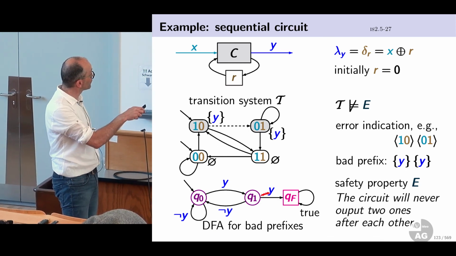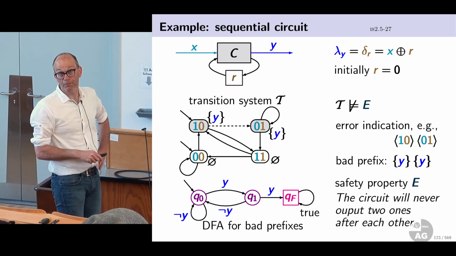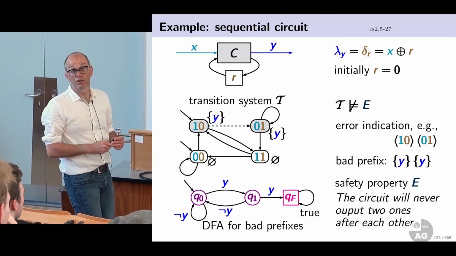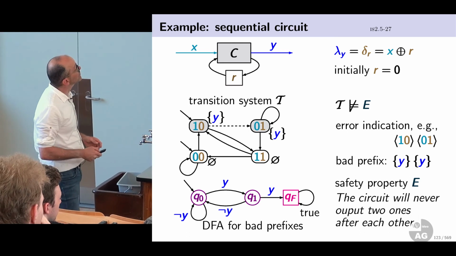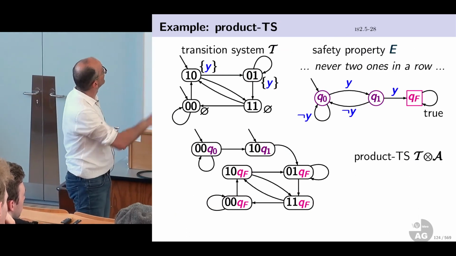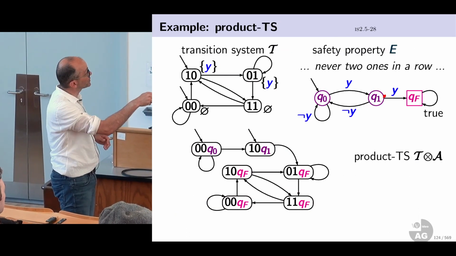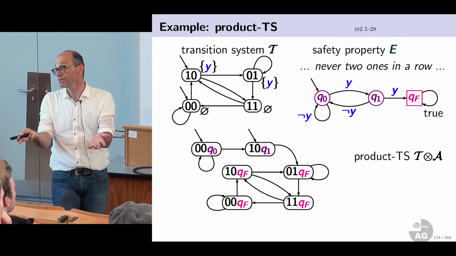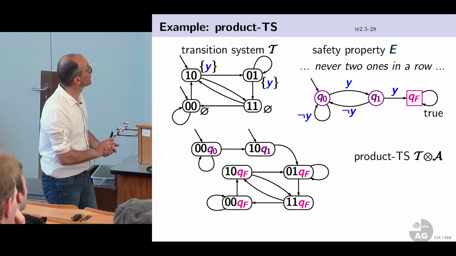If I have 2 times Y in a row, we accept, because this is bad, and all other kinds of behaviors are not accepted. So this is the situation. This is the transition system. This is the bad prefix automaton. Construct the product in the way I explained to you before.